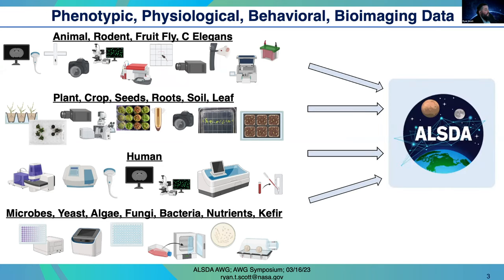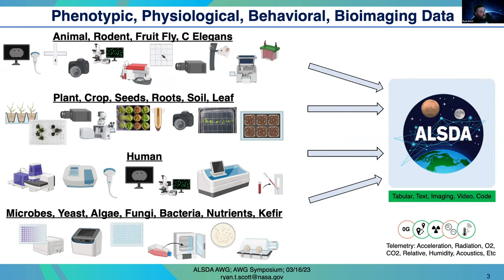on Artemis. And so when I think of all these types of data being part of ALSDA, you can think of these as any of the tabular, the text, the imaging, the video, or the code, always striving to not just have the tabular results that you probably put in a pub, but also the raw data. That's the striving gold standard we want to go for, so that if there are questions on the histology, the Western blot, or the imagery, you can always go back and look at the actual raw bioimaging or whatever level of data it came from.